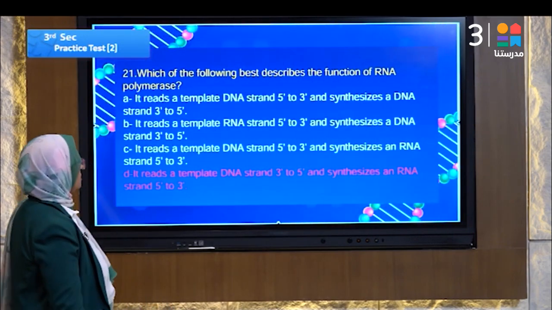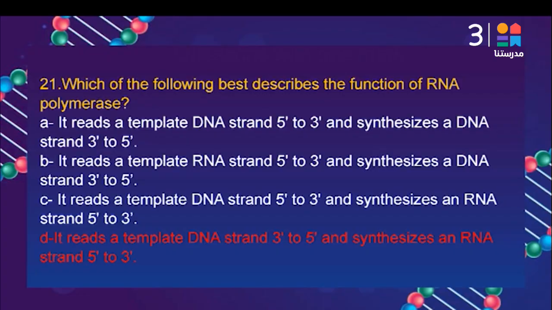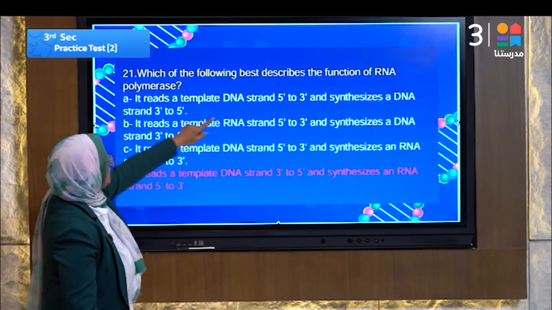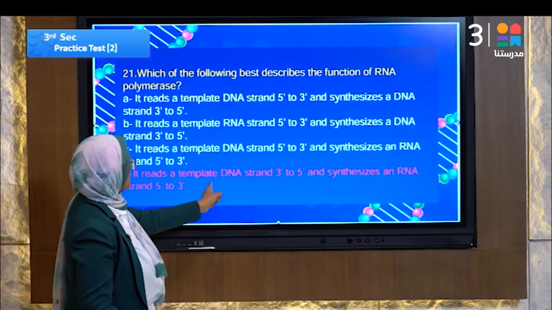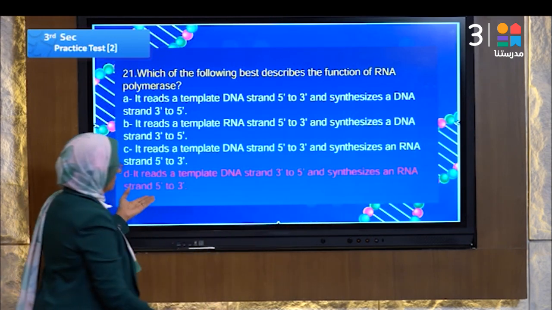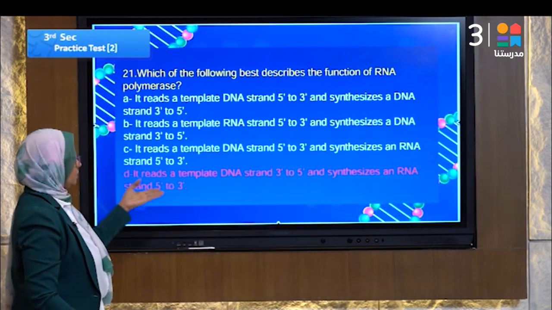Let's go to the answer. It will be a template. Read a template of DNA. RNA polymerase reads the DNA strand from 3' to 5', then synthesizes an RNA strand 5' to 3'. We know now what the function of RNA polymerase is: read, then synthesize. What does it synthesize? An RNA strand from 5' to 3'.